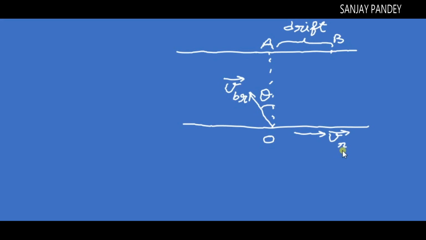Here, VR is the velocity of the river. VBR is the velocity of the boat with respect to the river. VR is the velocity of the river with respect to ground. And let O be the initial position of the boat, A the position directly across the river, and B the position where the boat reaches after crossing the river. The distance AB is called drift.